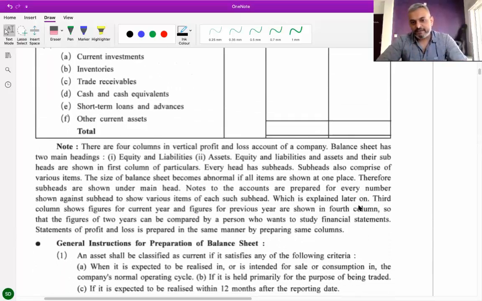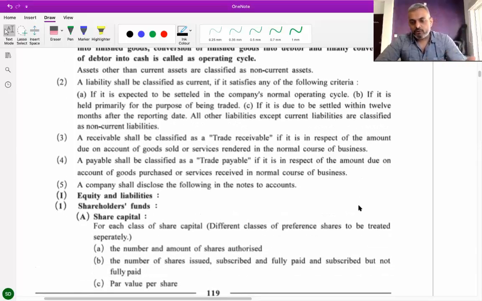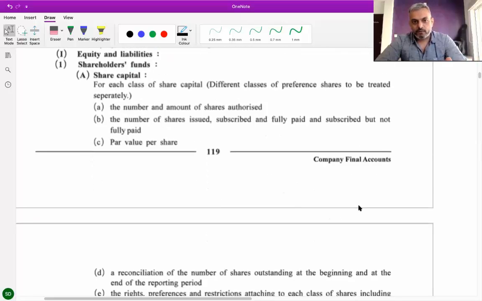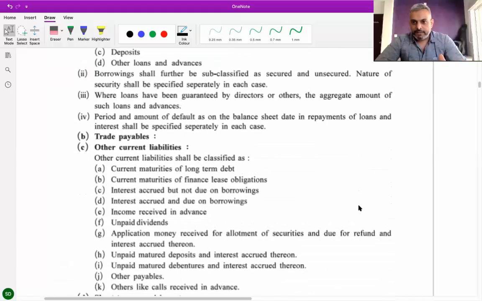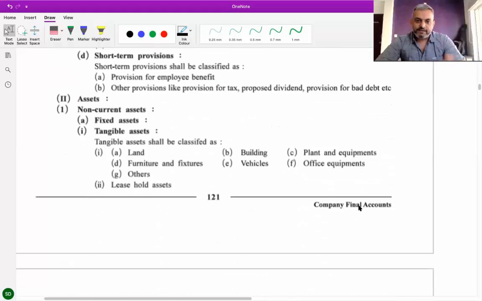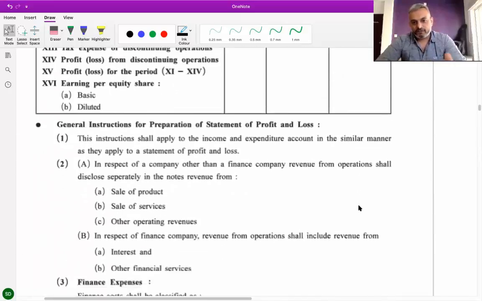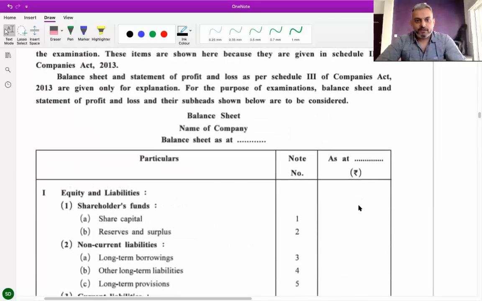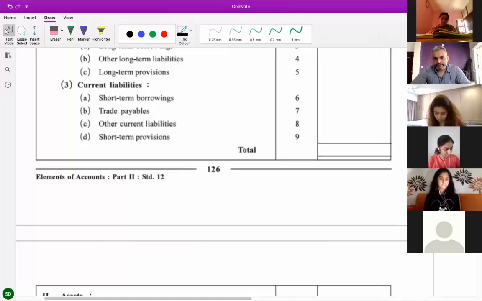It's a comprehensive format, but because it's just a beginning for you to study company final accounts, our Gujarat Board textbook has removed a few things and made a simplified format for you. So we will directly go to that. Statement of profit and loss, I'll come to later. You can see over here, page number 126. So please come to page number 126.